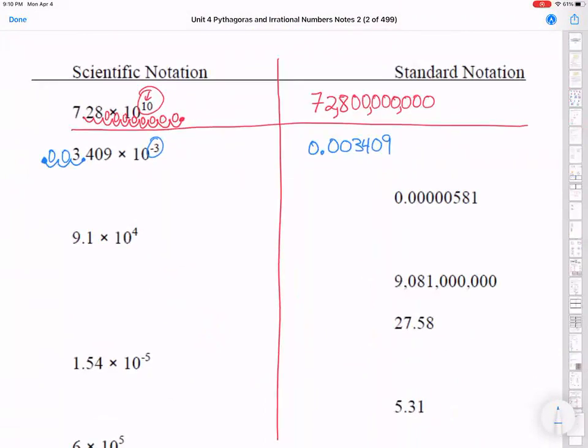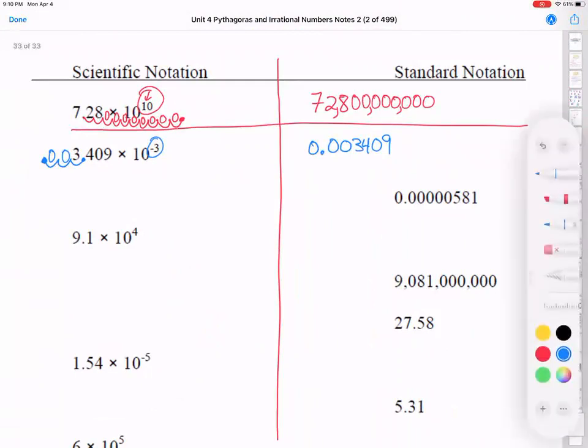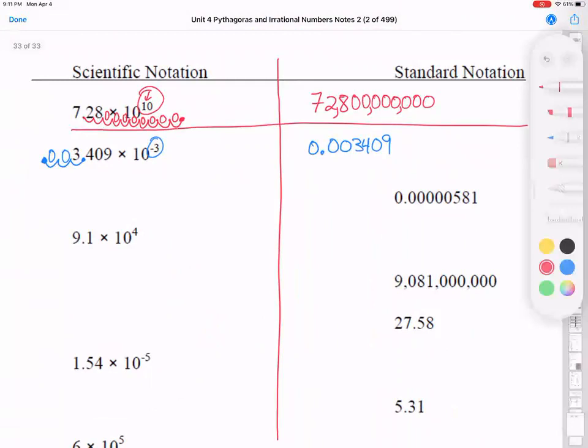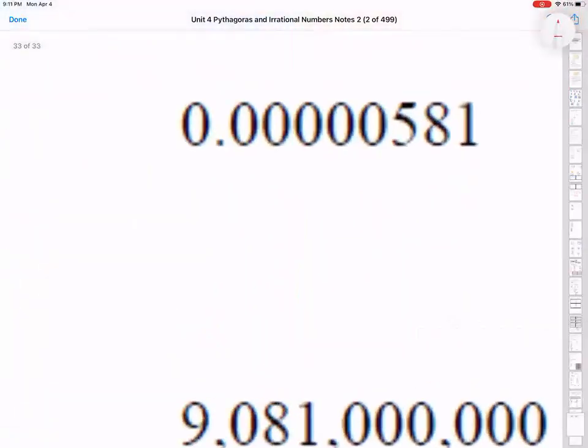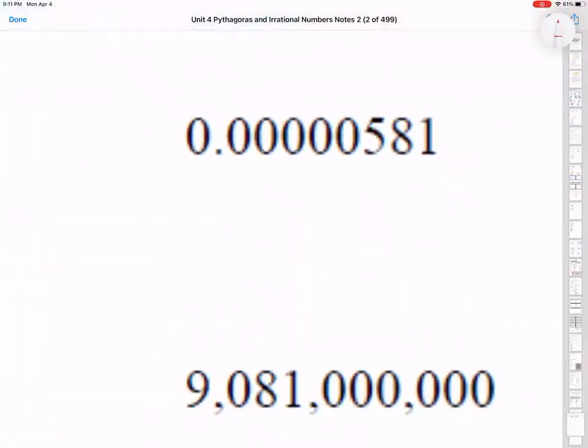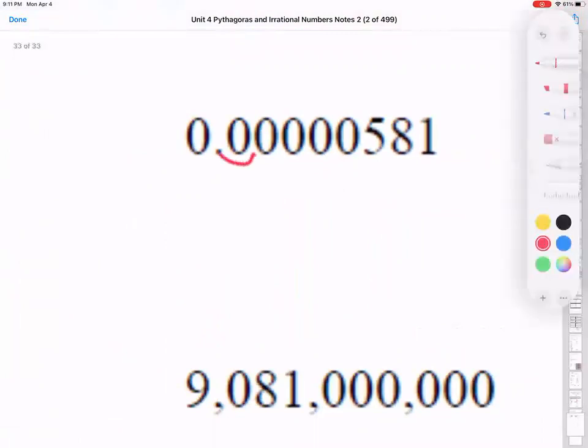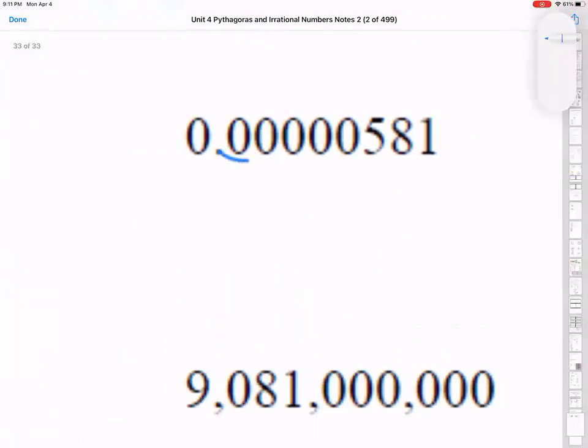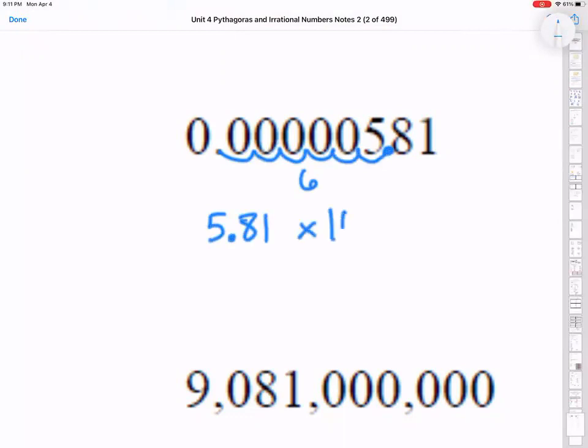We'll do another one in terms of standard form or standard notation, getting it into scientific. That's a little bit more of what we highlighted today. So we end up with this small number, really, really close to 0. I need to move that decimal over 1, 2, 3, 4, 5, 6 places. And when I do that, I have 5.81 times 10.